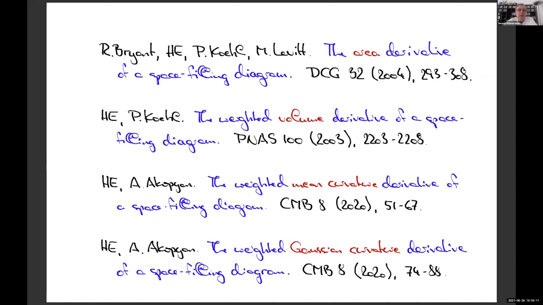In fact, there are 4 papers that were published on the topic. The first one on area, the second one on volume, third one on mean curvature, and the fourth one on Gaussian curvature. And they're separate papers because the derivatives are in fact all quite demanding and have lots of formulas. Although they have a common basis, so I can talk about all of them in one talk, they are individually quite different.